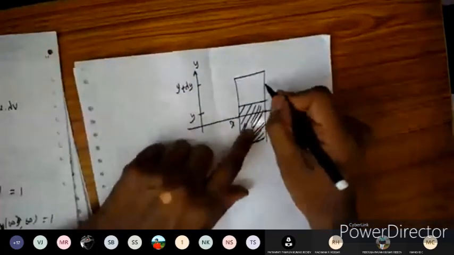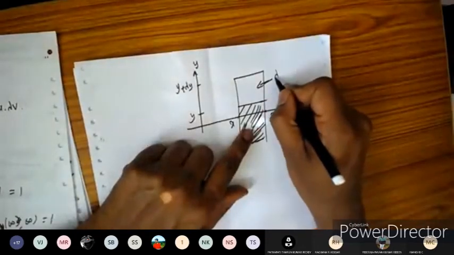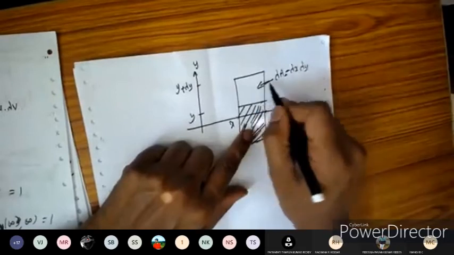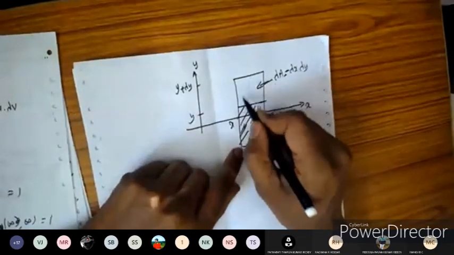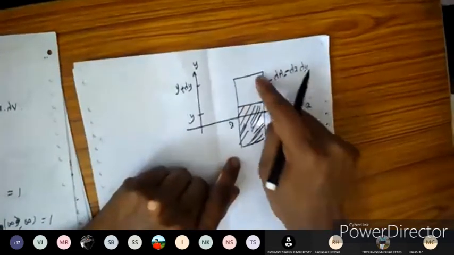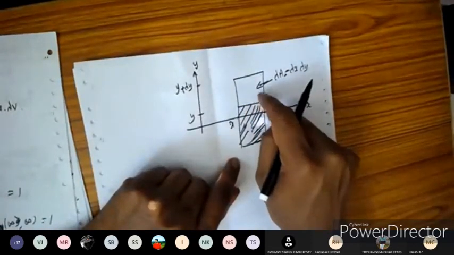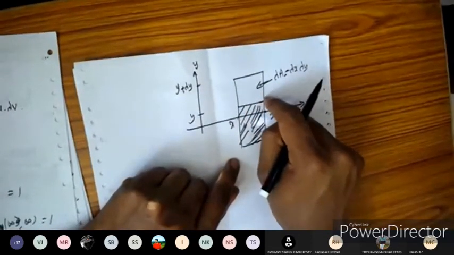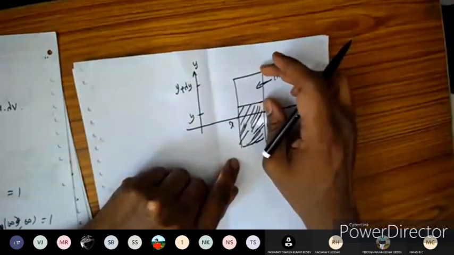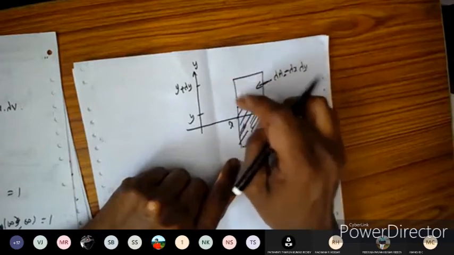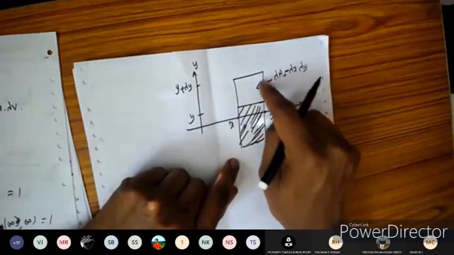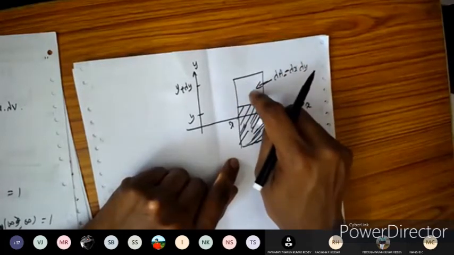I need to find the area under this one. This area is called dA, which is dx into dy. So we need to find the area of this unshaded region. How do we find it? We consider this portion and integrate it to get the area under this unshaded region.